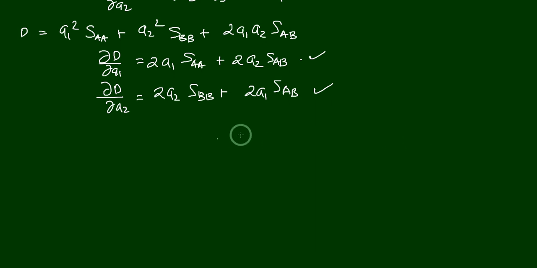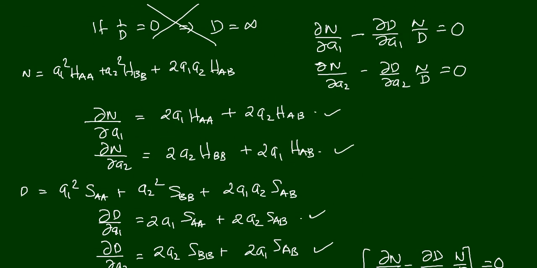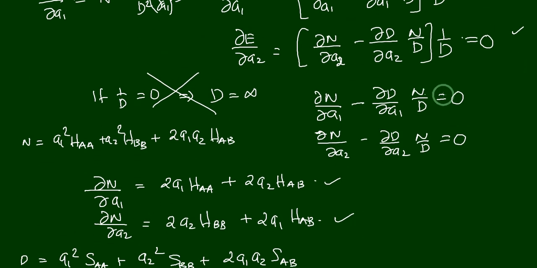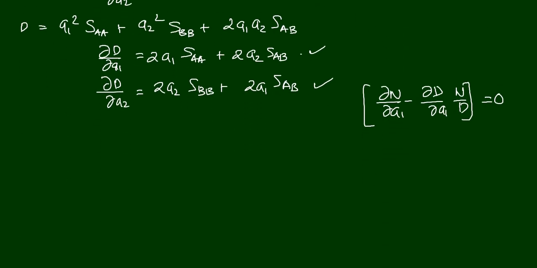We will be substituting in this equation: dou n divided by dou a1 minus dou d divided by dou a1 into n by d is equal to 0. We took these two equations only. I was pointing to another equation first, not this one. We are going to substitute in these two equations. So let us substitute in this equation first.